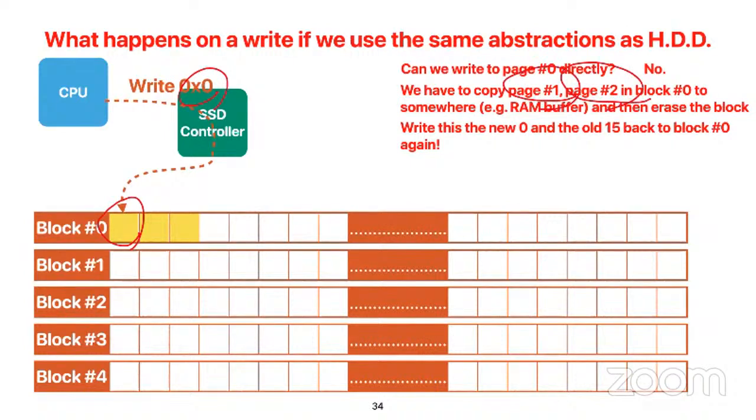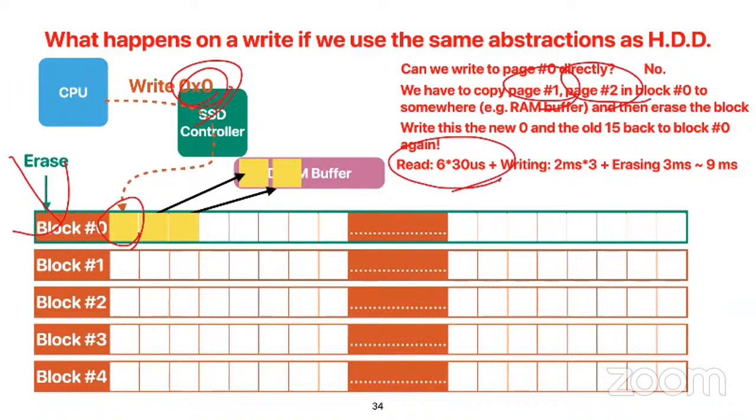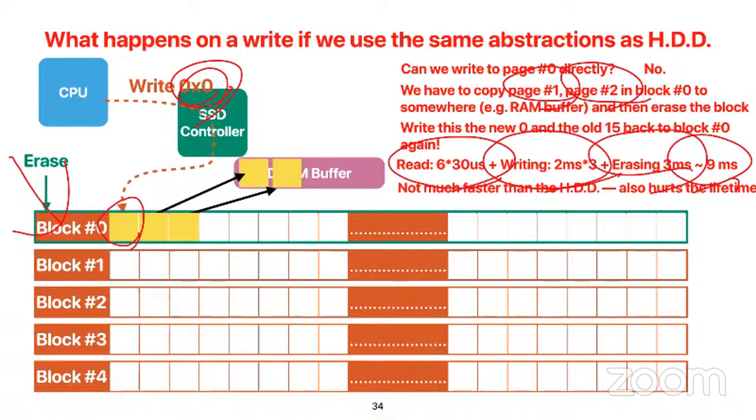If you treat data access like this, then in QLC technology, once you write the same address 800 times, this block is dead. The other thing is that the latency is also bad. Reading each page would take 30 microseconds, writing them back would take 2 milliseconds, and erase would take 3 milliseconds, so you get 9 milliseconds if you do things this way. Your performance is not even faster than a hard disk drive. So this is definitely not the way we should deal with flash memory.